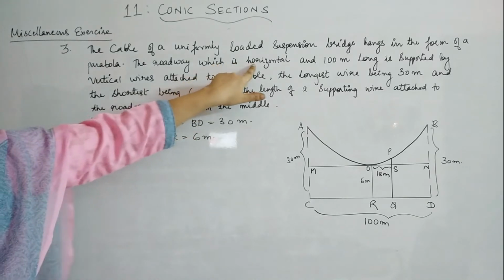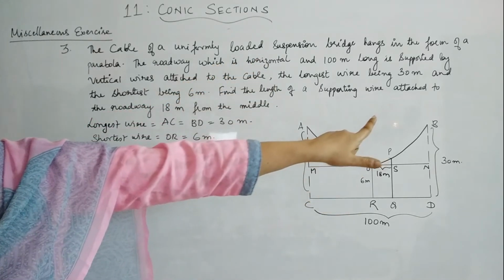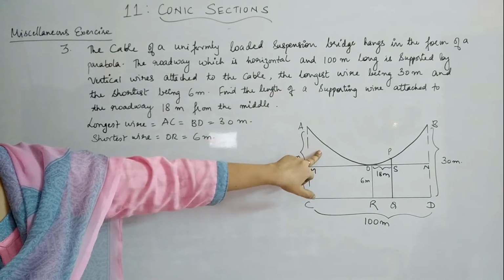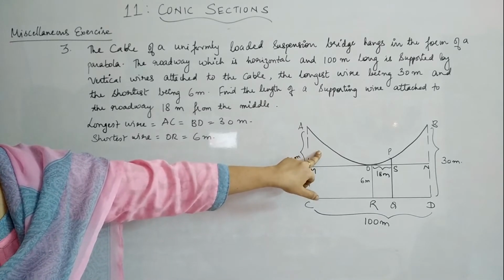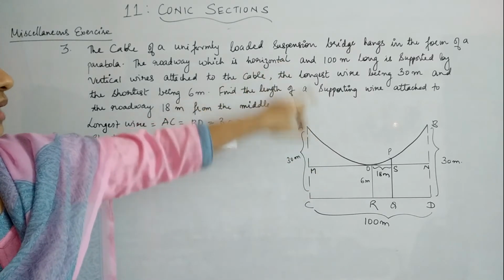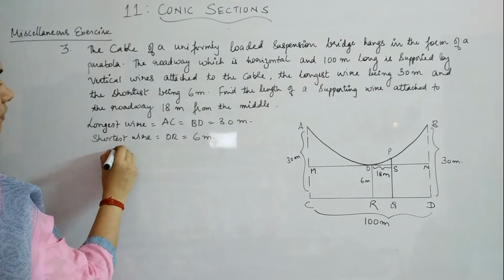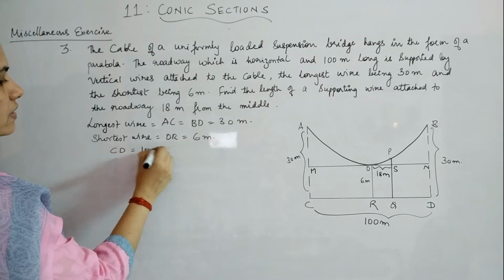So that will decide how your parabolic shape will be. Anyway, we see the bridge like this in this shape only. So we have to take the formula for the parabola here as x square equal to 4ay. It is given that the roadway is of length 100 meter, so the length of the roadway, or CD, is equal to 100 meter.